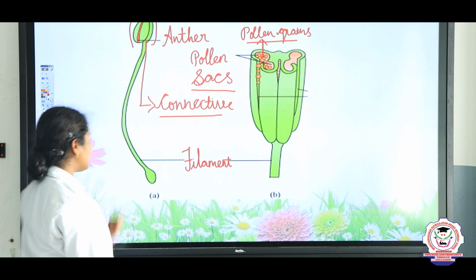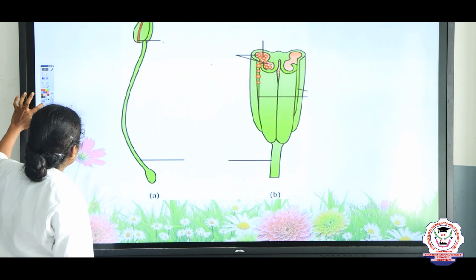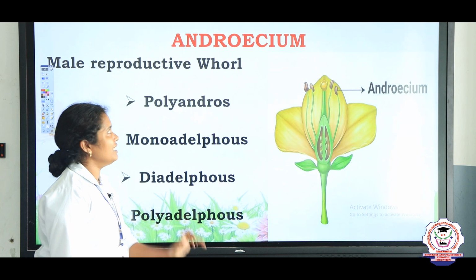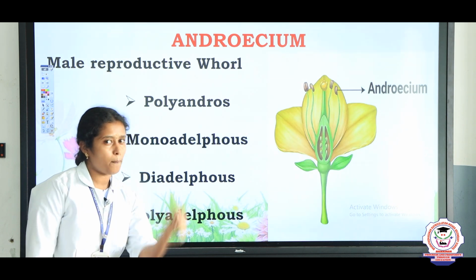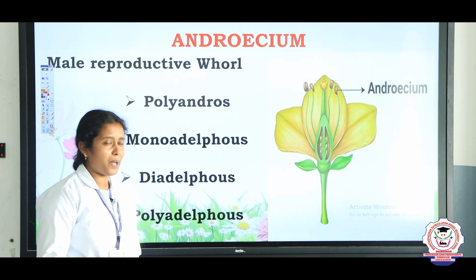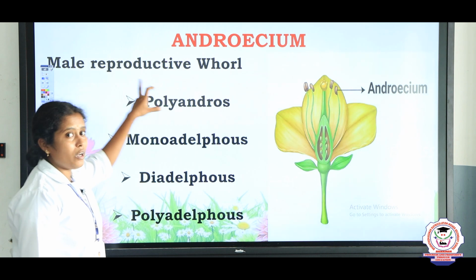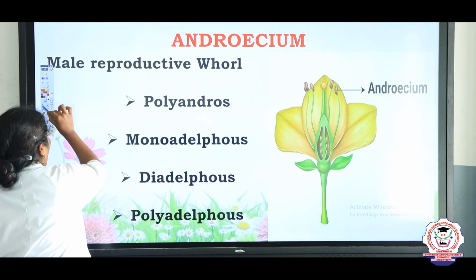Okay children, now let's see the next part. See here, we have already seen that the Androecium is composed of stamens. Based upon the arrangement of Androecium, they are classified into four types. Now, what are the four types? Polyandrous. What is it?